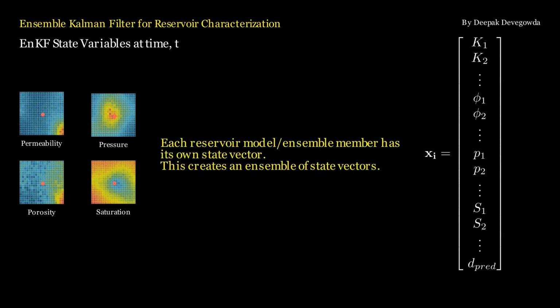And you can see that the state vector again contains the vector of grid block permeabilities, grid block porosities, grid block pressures, saturations, and the model predictions at a time of 20 days. That's the time at which we're making our update. And we still have the ensemble member I denoted by X sub I.